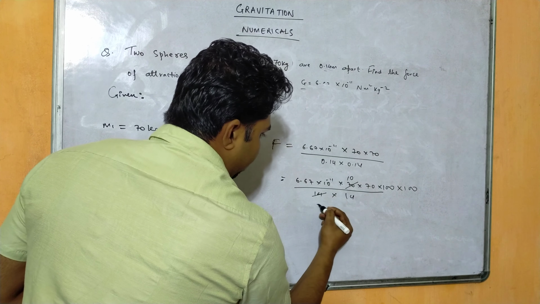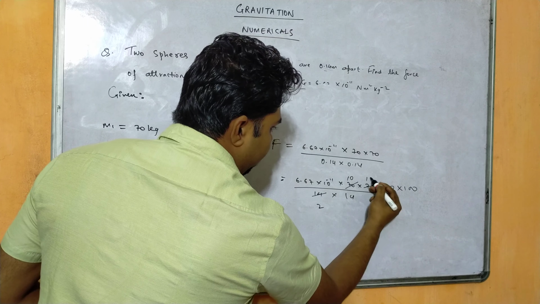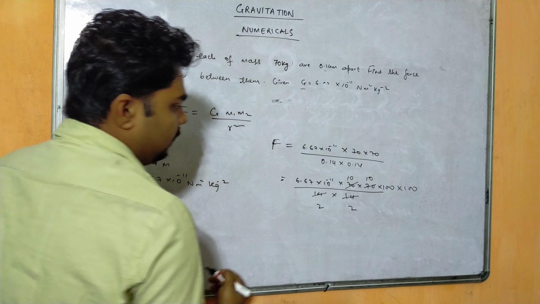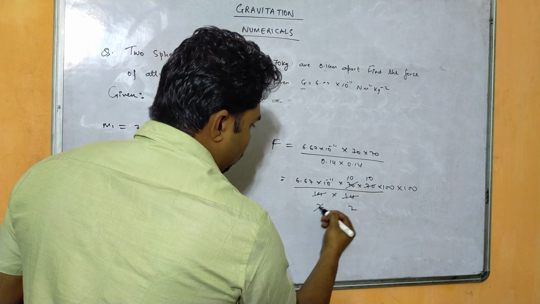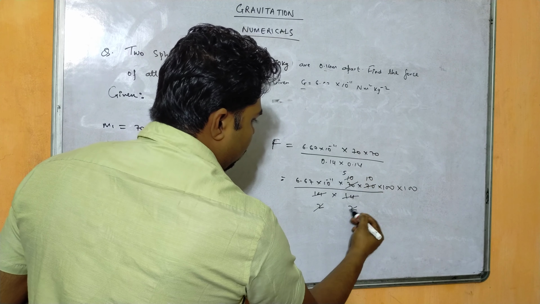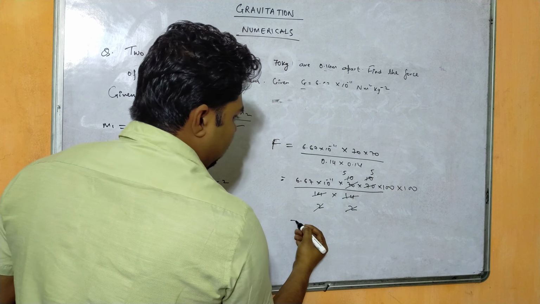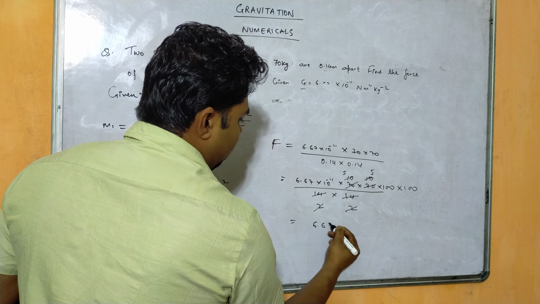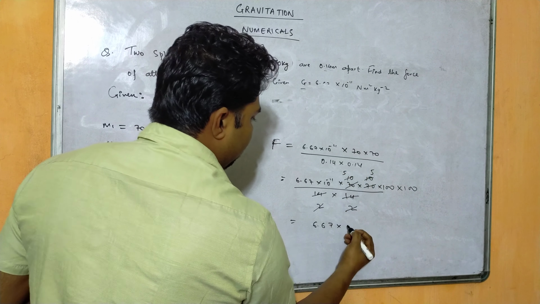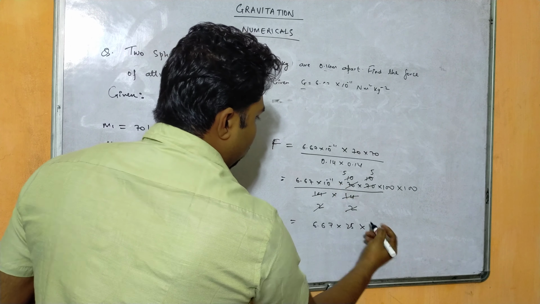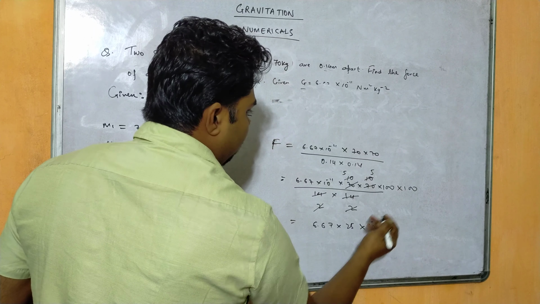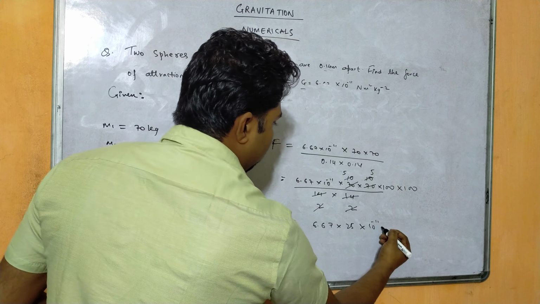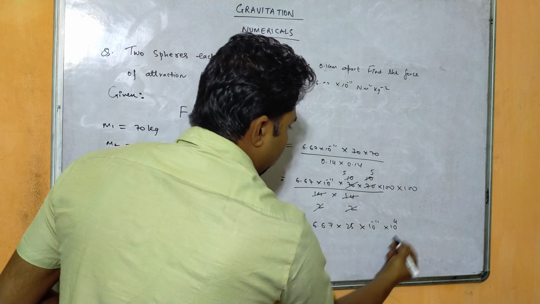7 tens are 70, 7 twos are 14, 7 tens are 70, 7 twos are 14, right? Now 2 ones are 2, 2 fives are 10, 2 ones are 2, 2 fives are 10. Now we will rewrite this one: 6.67 into 25 into 10 to the power minus 11, into 10 to the power 4.